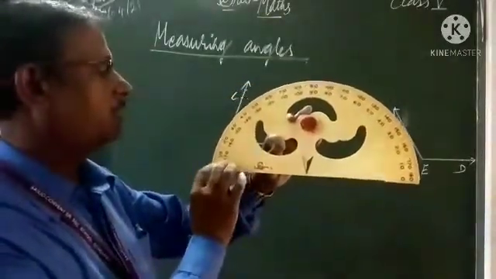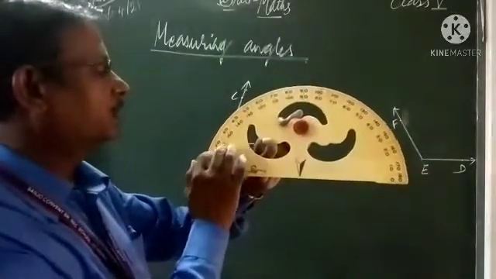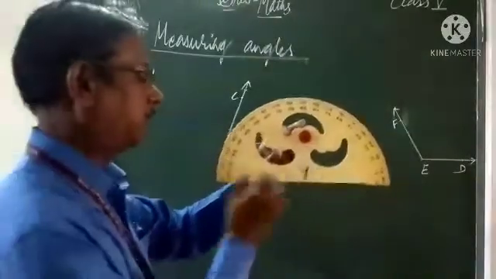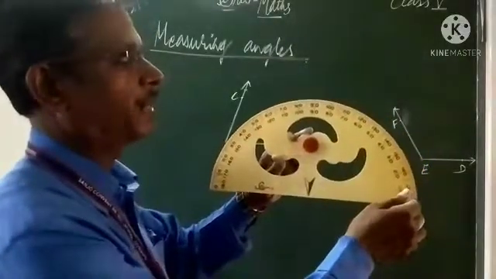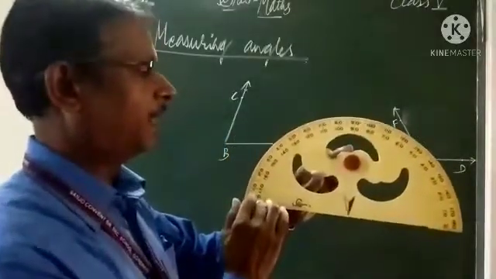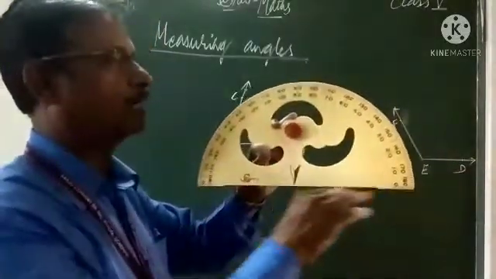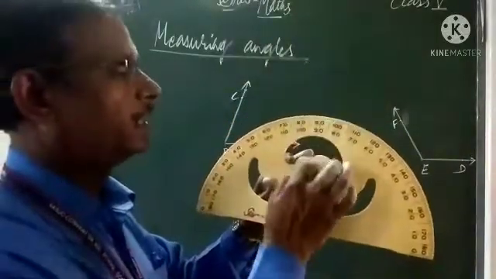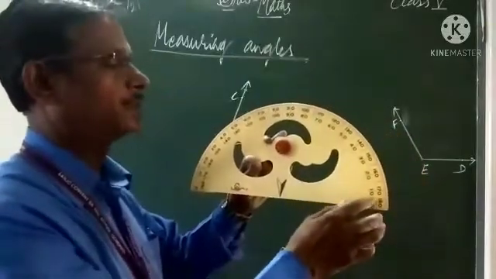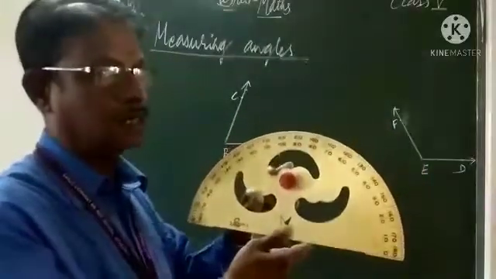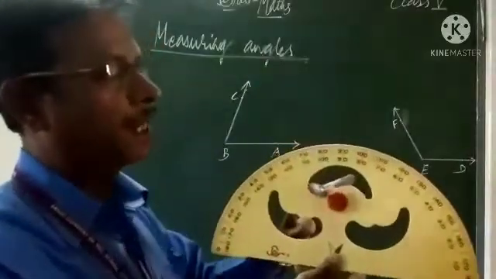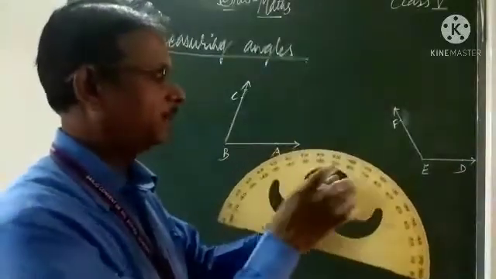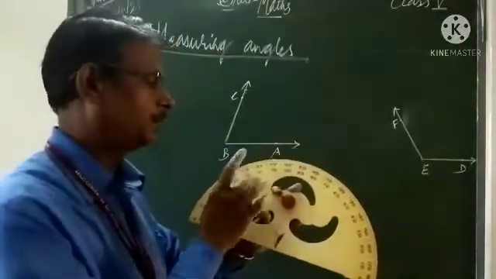Now here two scales are there. On one scale, numbers are written 0, 10, 20, 30 like that up to 180, if we start from the left side. If you start from the right side also, 0, 10, 20, 30 up to 180. This line is called the baseline of the protractor. And what is half of 180? Half of 180 is 90 degrees. So 90 degrees is also there. So two scales we have, inner scale and outer scale. By using any one scale we can measure the given angle. Inside one scale and outside also one, means total two scales.